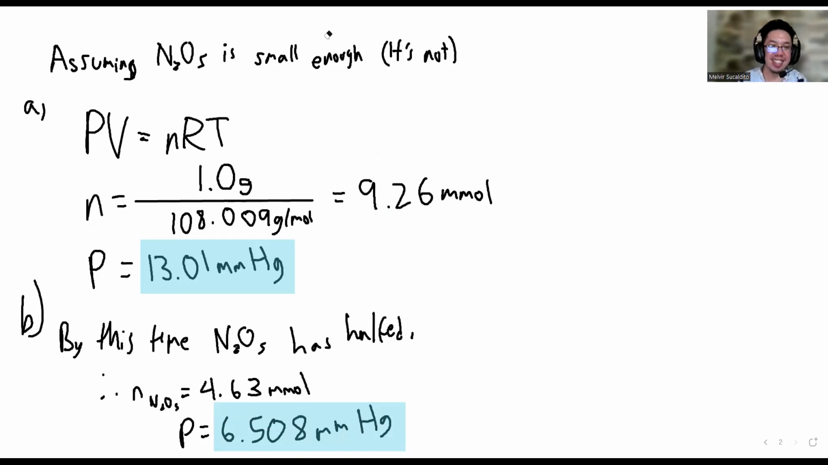C ka na, letter C. For letter C, Josh, you might want to write the reaction for this. So I'll dictate the reaction for you. N2O5 going to 2 N2O2 plus 1/2 O2. Okay. So yan siya. Yan, go.